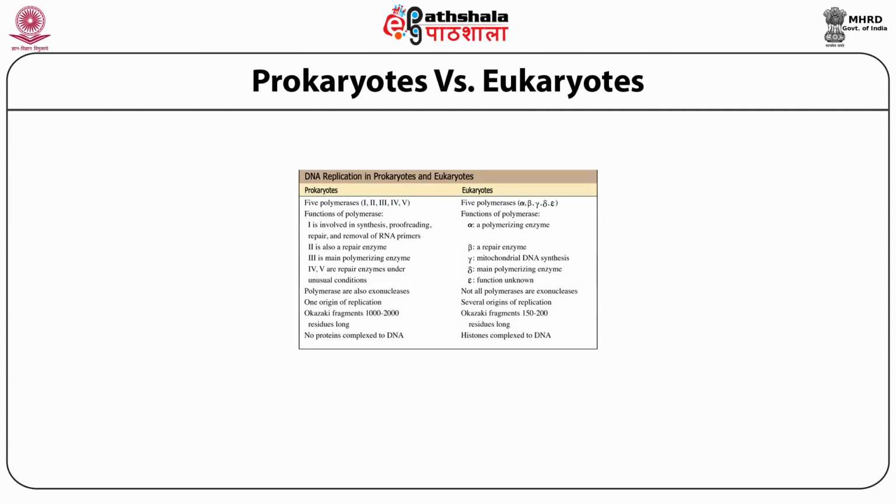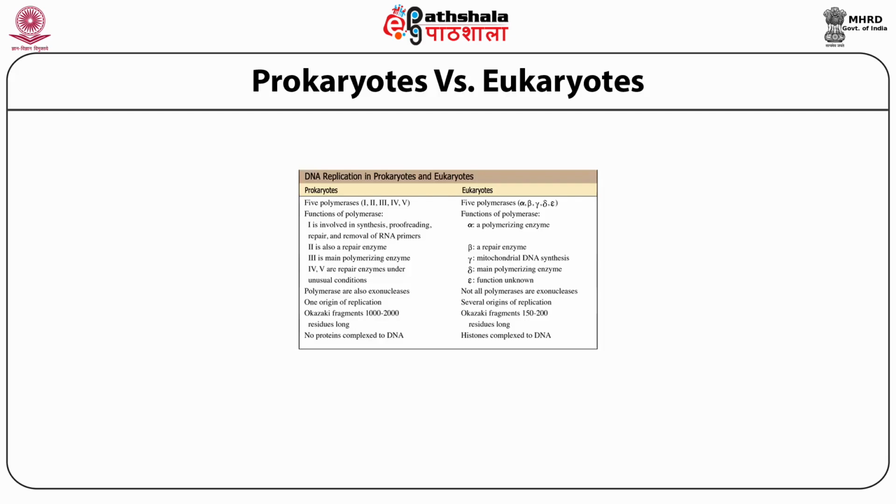Now, this is the difference between prokaryotic and eukaryotic replication. Prokaryotes have 5 polymerases: DNA polymerase 1, 2, 3, 4 and 5. 4 and 5 are not well characterized. Eukaryotes have around 15, 5 of them well characterized: alpha, beta, gamma, delta and epsilon.